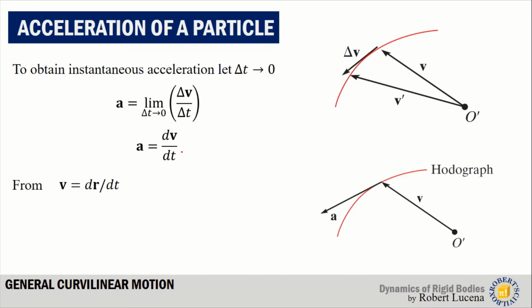And from here, we can see the hodograph. So this is the hodograph. The graph of the hodograph shows the velocity. As you can see, acceleration is directed here, and this is your hodograph.